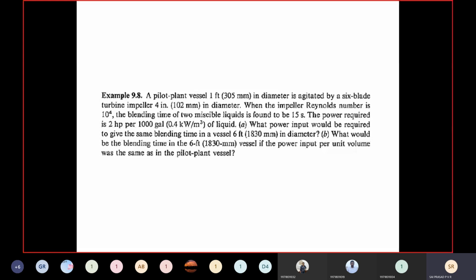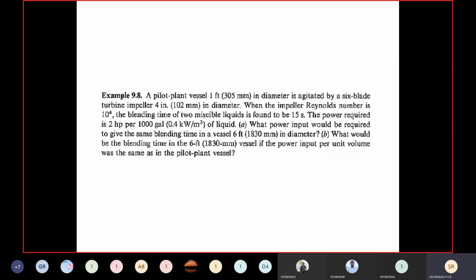Now, the blending time of two miscible liquids is found to be 15 seconds. Now, for what purpose is the vessel used? The vessel is used for mixing two miscible liquids. So now we are supposed to design this problem. We are taking a small vessel whose diameter is only 305 millimeters. In that we have kept a 6-bladed turbine whose diameter is 102 millimeters. And now it is rotating at a speed such that the Reynolds number is 10 to the power of 4.